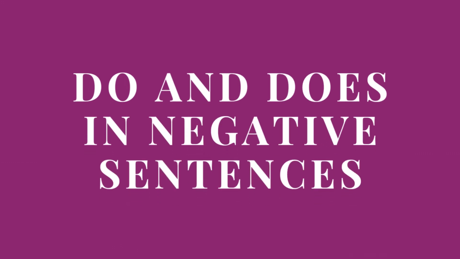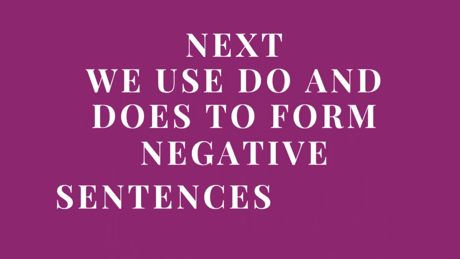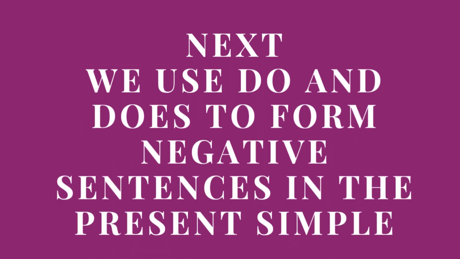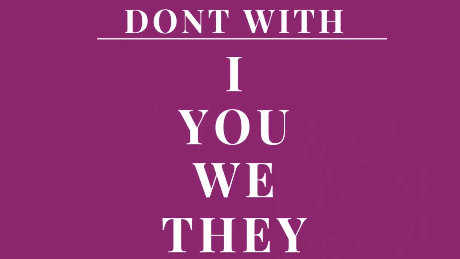Part 2. Do and does in negative sentences. Next, we use do and does to form negative sentences in the present simple. Do not becomes don't. Does not becomes doesn't. Don't with I, you, we, they.